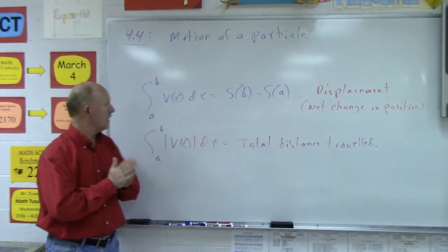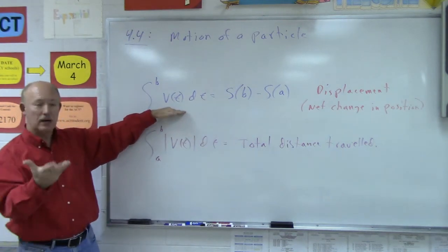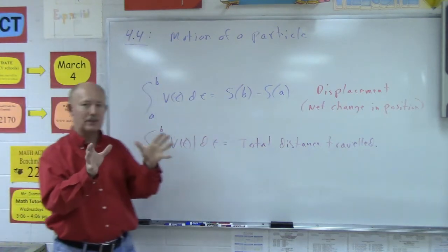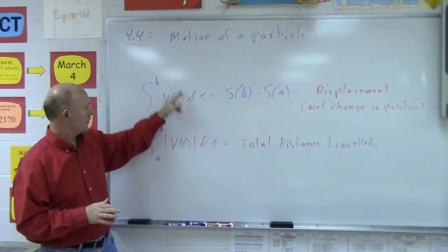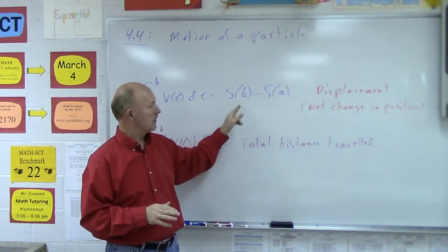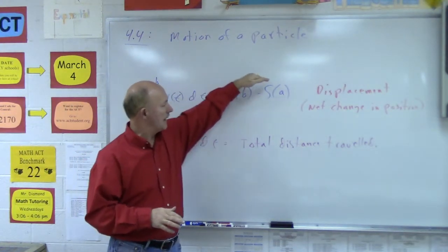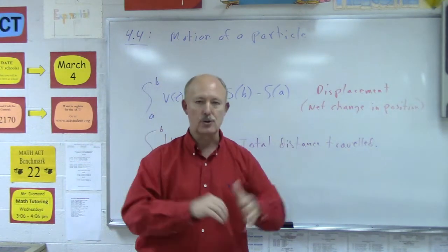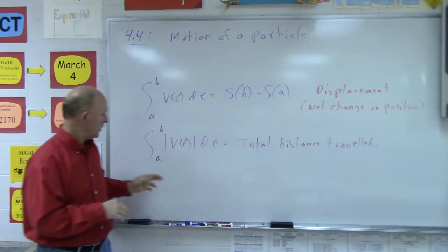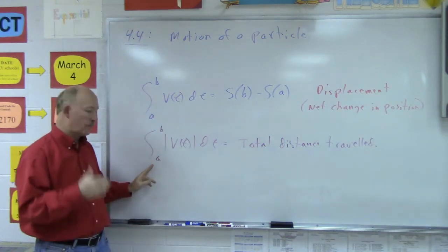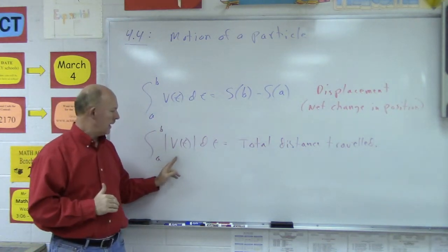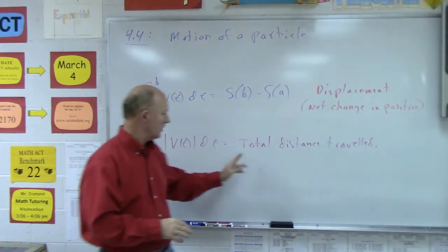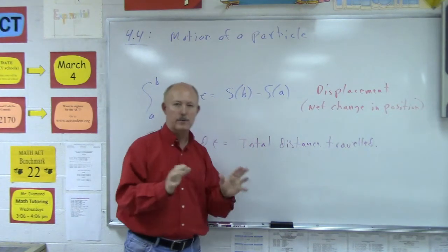Once again, when you integrate a velocity function with respect to time over a particular time interval, this gives you the displacement of the particle: the position at B minus the position at A, its displacement relative to its initial starting point. When you integrate the absolute value of the velocity function over a time interval, this gives us the total distance traveled by the particle.